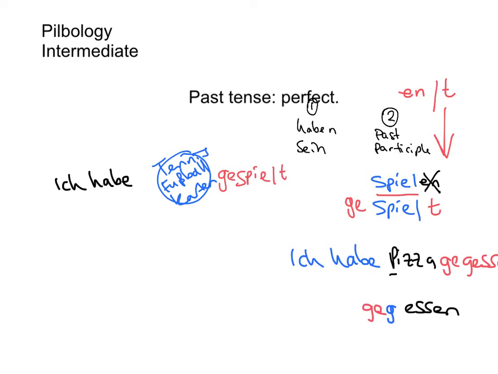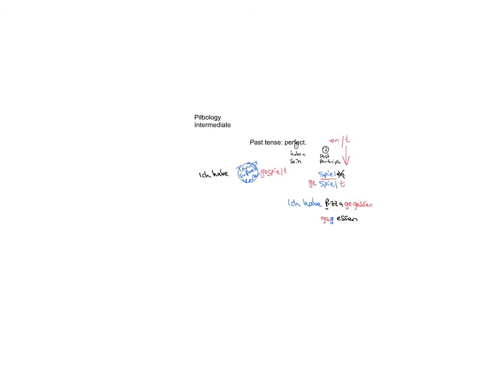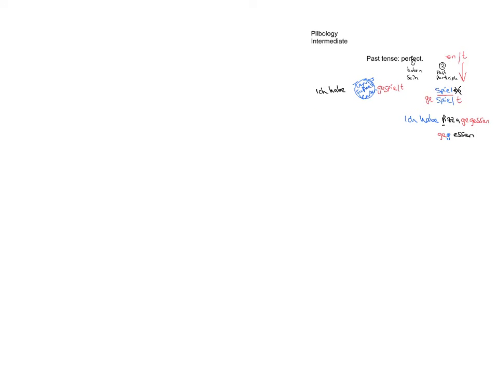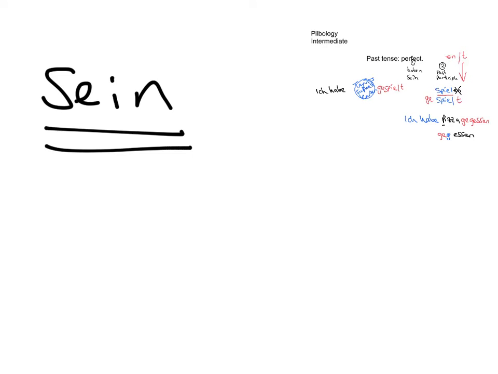So let's move our pizza out of the way. So that is how we form the past tense using that first verb, haben. So what is the point of having this sein? Well, I'm going to zoom you right out and shove this over in the corner whilst we do this, because this is one of the most common mistakes that GCSE level students make in their written and spoken work when it comes to forming the past tense.